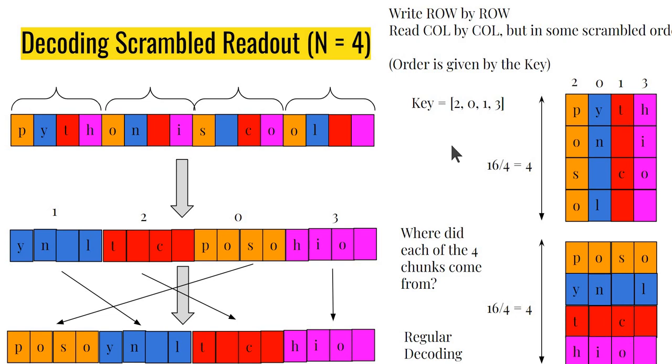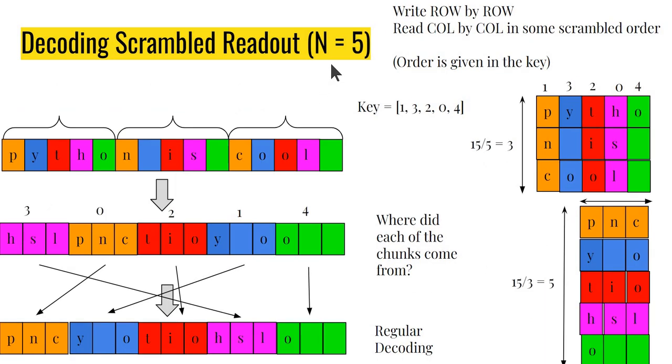Now in this case, it just so happens that the length of the chunk is also 4. That's because it's basically the length of the message divided by n, which happens to be 4. Let's see this once again in another example. Let's say my n was 5 and my key was 13204. What's going to happen here is that I'm going to read out column number 3 first, then column 0 next, and so on and so forth. So I end up with a message which looks like this.